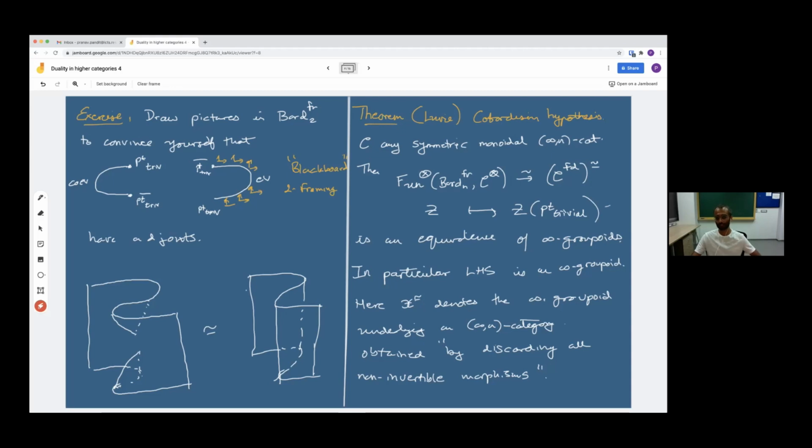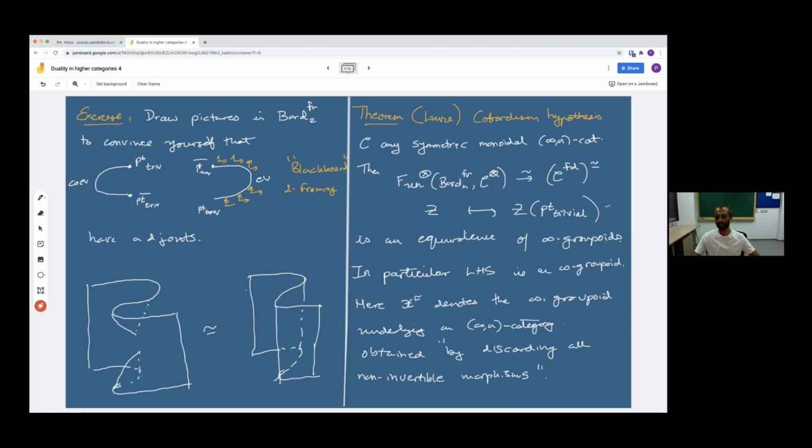But here's the non-trivial part. Before I come to the non-trivial part, the first statement is that the left-hand side is in fact an infinity groupoid. A priori it's some infinity n category, but in fact it turns out to be just an infinity groupoid. So it's just a space. And this space is equivalent to the space of fully dualizable objects. So this evaluation functor is an equivalence of infinity groupoids.